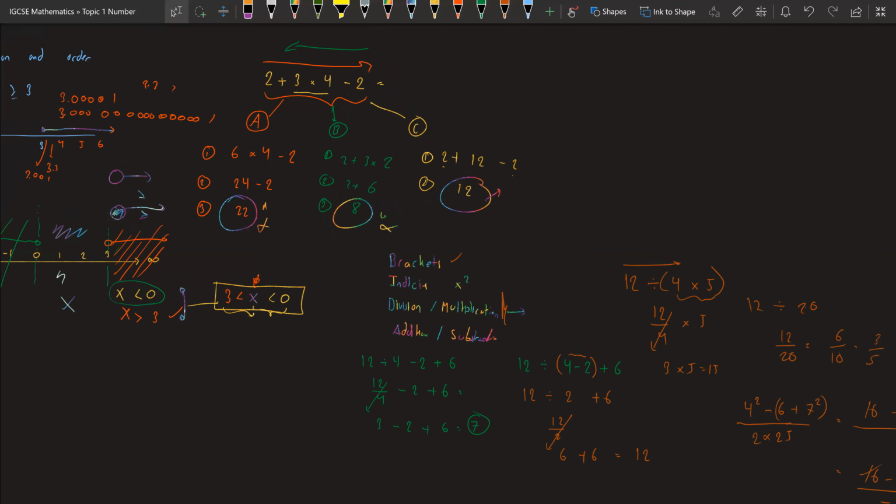Brackets, indices, division, multiplication, addition, subtraction. And don't worry about indices, you'll be learning a lot more about them later.